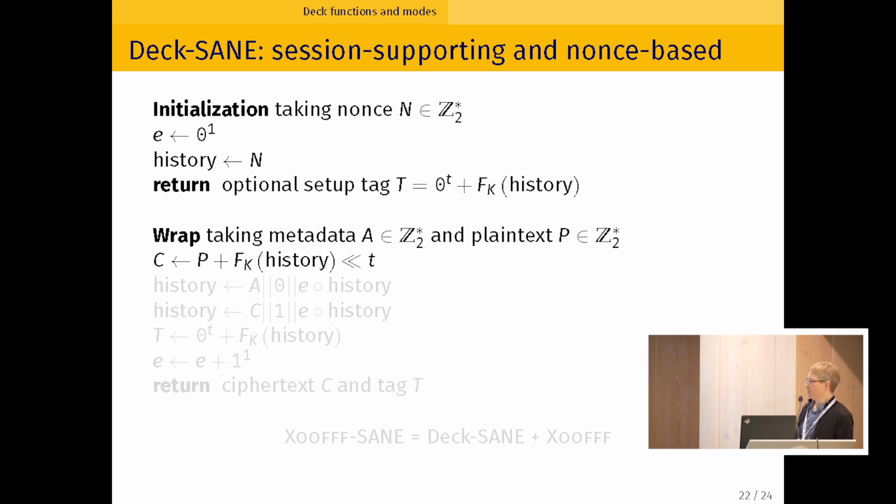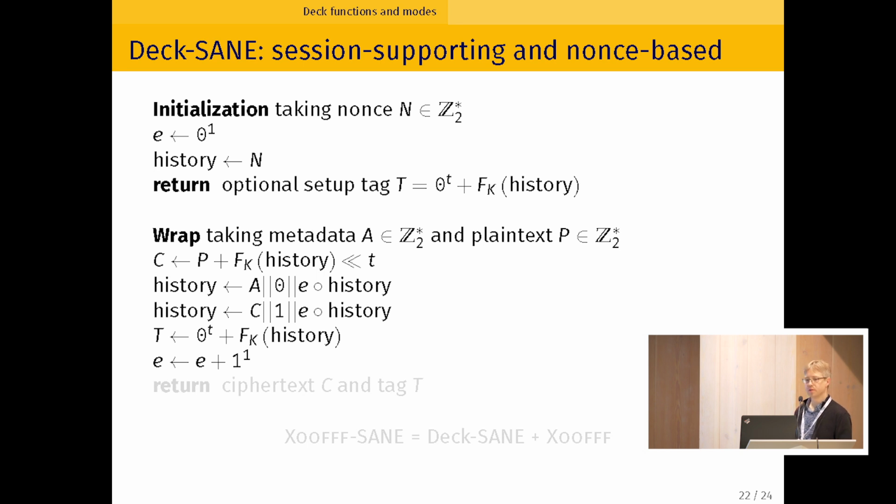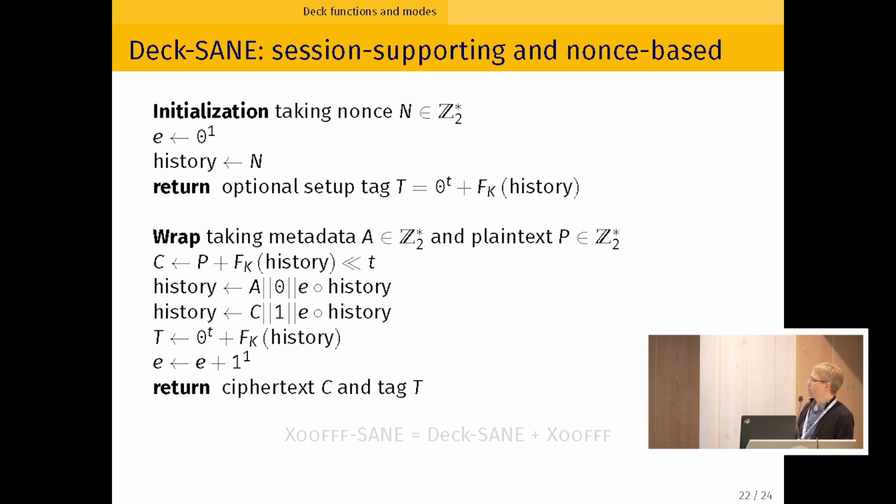Then we update the history by adding the associated data and 0 to recognize it, E to recognize the current message, same for the ciphertext, and 1. And we produce a tag on the current version of the history. And we flip the bit for the next iteration. The next iteration is going to start with the same history, just skipping the first T bits because they were produced as a tag for the previous message. And it goes on like this, and E toggles from 0 to 1 every time.